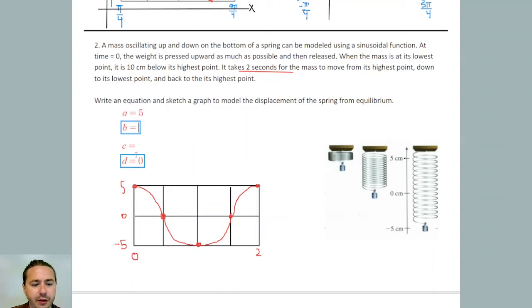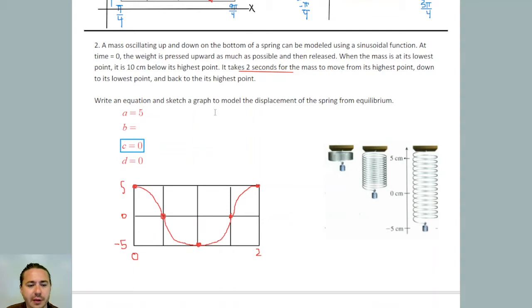The B value we'll do last. The C value, I think, is going to be 0 on all of these. We might come to one that's not 0, but there's no phase shift here. We're starting the scenario at t equals 0, when the weight is pressed all the way at the top. So C is going to be 0.